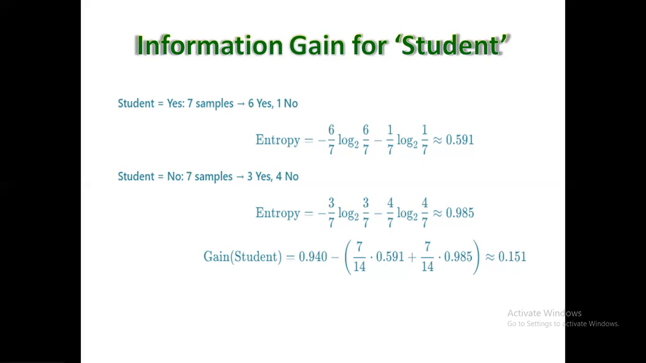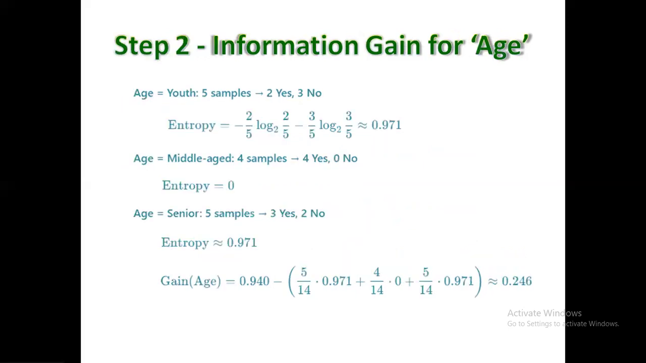And age we found out. So from this, after calculating the weighted average entropy post split in this case, we subtracted it from the original entropy. We subtracted the original entropy of the data set. The resulting information gain is 0.246, indicating a moderate reduction in uncertainty if split on the age attribute.